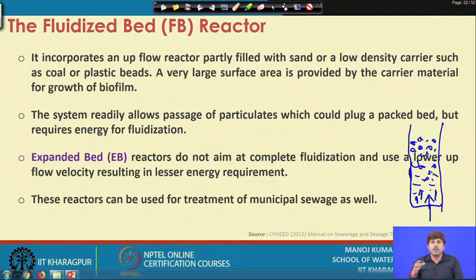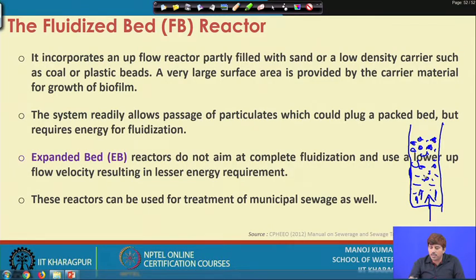Even the media on which the biomass is growing remains in suspension. So, biomass grows in an attached system because it gets plenty of surface to attach to. A very large surface area is provided by these carrier materials for the growth of biofilm. So, biomass eventually grows on this surface.